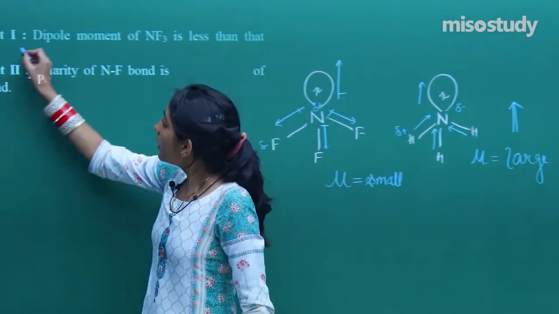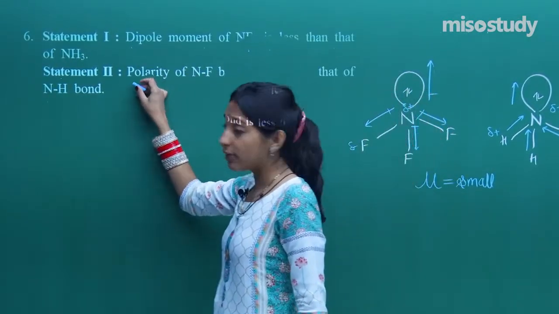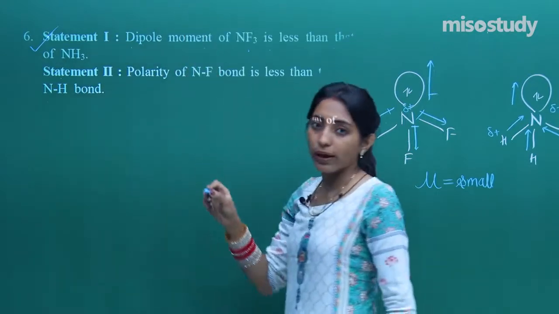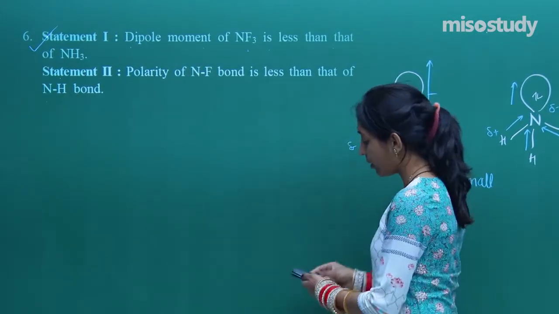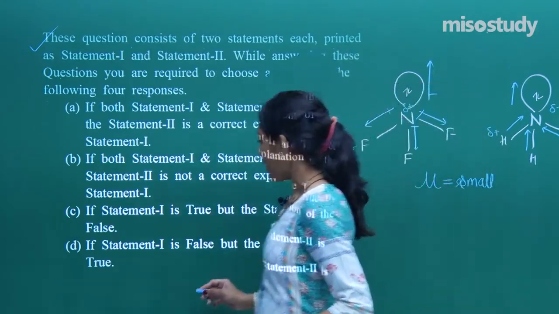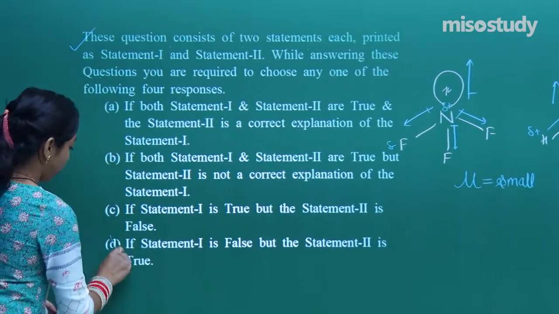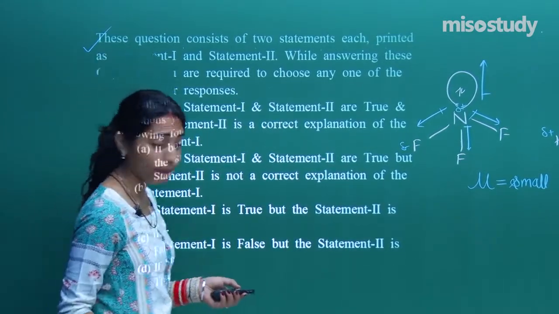Reading the question, dipole moment of NF3 is less than that of NH3 and yes, statement number 1 is correct, okay. Let me go back and we have statement 1 is correct. So D cannot be the option, that is for sure, right. Now we need to fight with A, B and C.